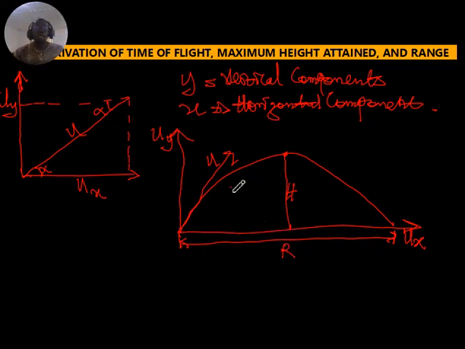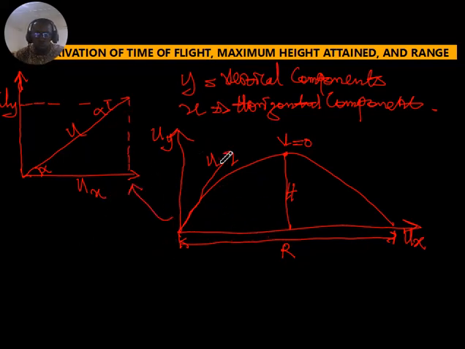Now, there is a need for us to know the time of flight, that is the time taken by this projected body to return back to the same level at which it was projected. So how do we get that? That is this line that goes from here to here. Now, at maximum height for a projected body, the final velocity is going to be what? 0.